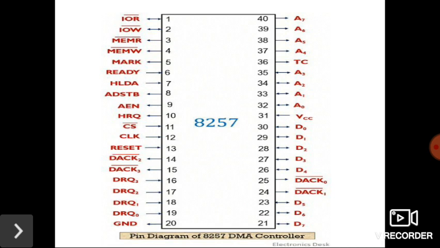Then MARK and READY. When the MARK output is at 1 level, it indicates the current DMA cycle is the 128th cycle since the previous MARK output. READY is an asynchronous input signal. Then hold request. The DMA controller sends the hold request, connected to the hold input of the microprocessor. Then hold acknowledgement. This pin is connected to the HLDA output of the CPU. When this input is high, it indicates that the microprocessor has tri-stated the address bus, data bus and control bus. VCC we know is plus 5 volt and ground is grounded.